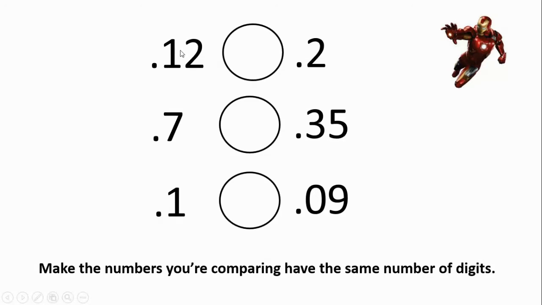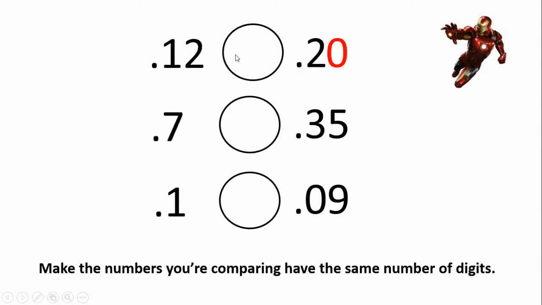Right here we have two numbers behind the decimal and only one number behind the decimal. Same with here and here. So this is what you have to do, and this is real simple. Make the numbers you're comparing have the same number of digits. This has 1 digit, so let's add a 0 there, and it changes nothing. It's the same value. 2/10 is the same as 20 hundredths.